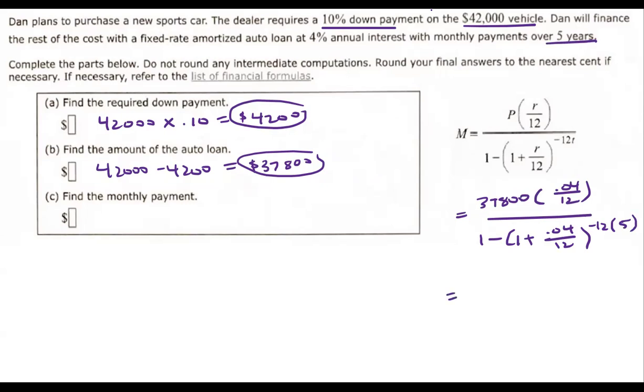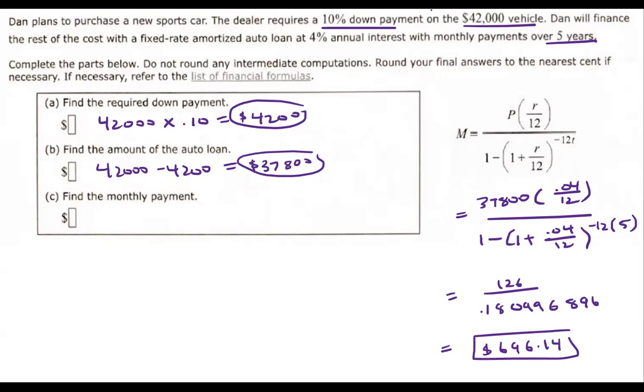All right. So using this type of formula, the top part here, again, I'm not going to go through all the steps again because it's the same steps. Okay. But the top part, you should have received 126. And the bottom part, you should have received 0.180996896. Okay. So when you divide the two, you should get $696.14. Okay.